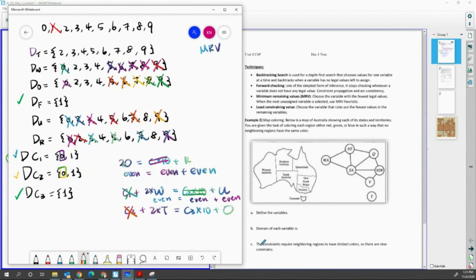Now C2 is 0. I already know C1 is 0 and C3 is 1. So I can rewrite it as 2 times T is 10 plus O. Now let's see. O has 2, 3, or 4. But an even number equals 10 plus O, so O must be an even number too. So O cannot be 3. Then if O is 2, that means T is 6. If O is 4, T is 7. That means T is only 6 or 7. Every other value is out.